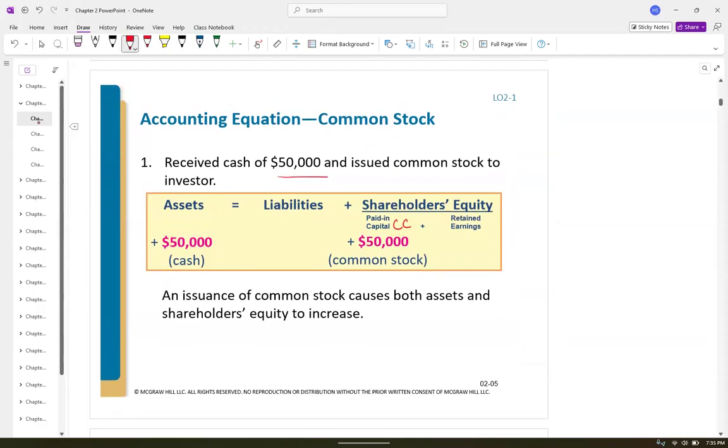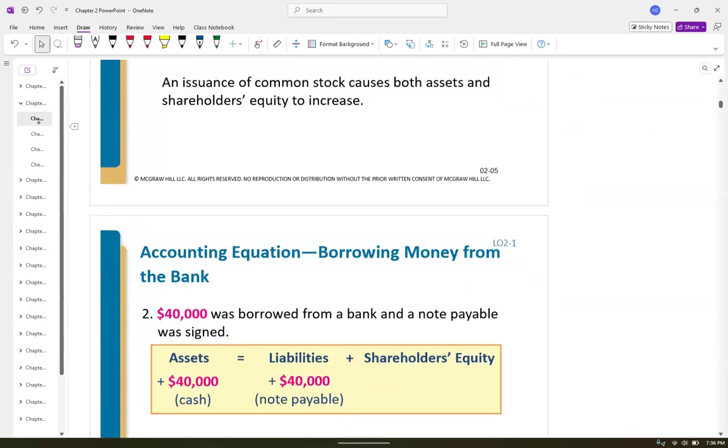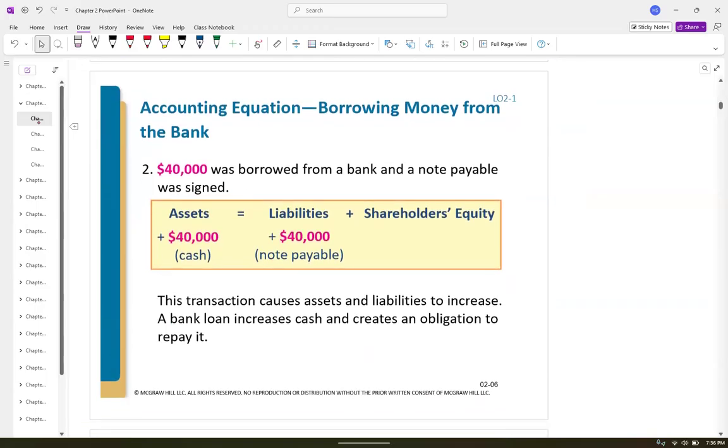Okay. We are going to debit cash for 50K and credit common stock for 50K. Okay. There's probably going to be a slide where they do all of those, but we'll already be done and we can get through this a little faster. All right.